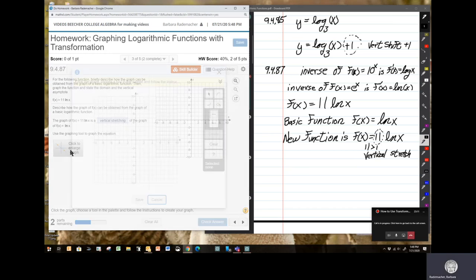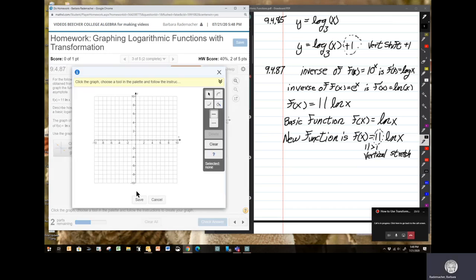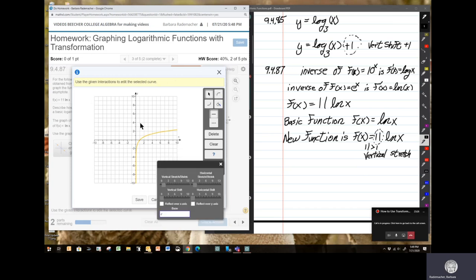Now we're going to graph. ln, the natural logarithm, is just a logarithm. So I'm going to click on the icon representing logarithm. And anywhere over here, it doesn't matter. This is what the basic logarithm function looks like.